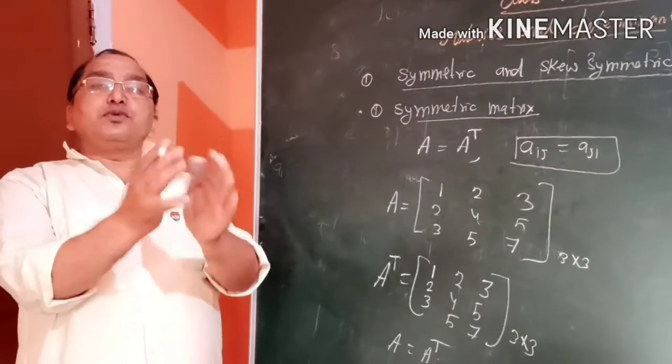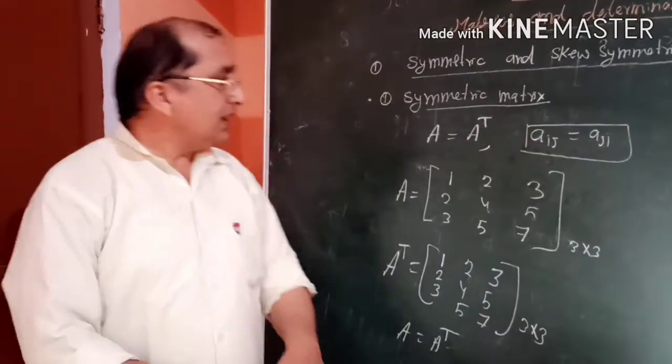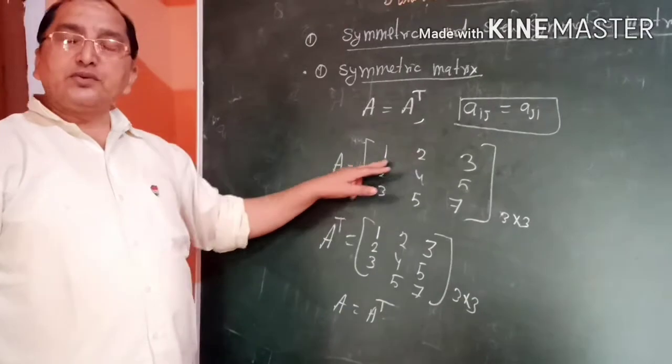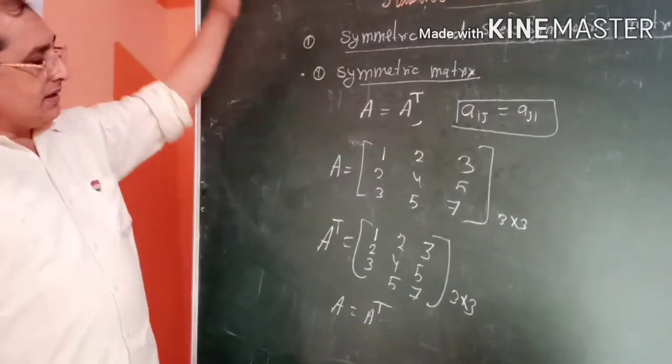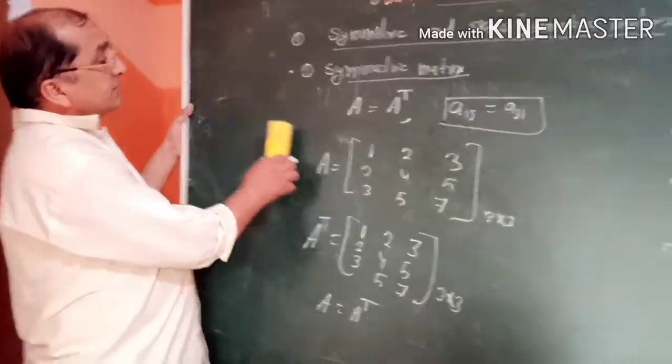If we transpose the rows and columns and there is no change at all, in which Aij equals Aji, meaning A21 equals A12, A32 equals A23, and so on, then by changing these we get no change at all. This is known as a symmetric matrix.